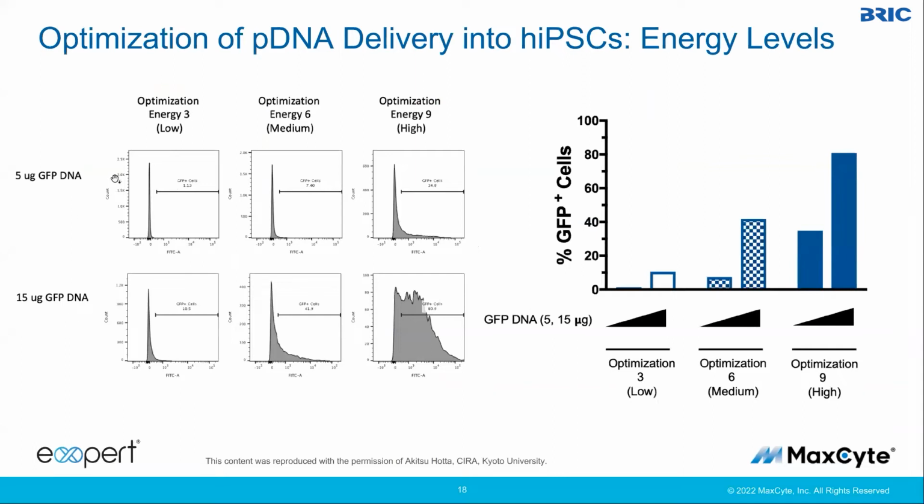So as you go higher in the energy, of course, you're going from like 1% to 34% with the lower DNA. You can get up to 80% with the higher DNA amount using the high electroporation energy. And that's also depicted in this bar graph. So I think, initially, if you try an experiment and things don't work out, there are ways to optimize either by the DNA concentration or by the electroporation energy protocol.